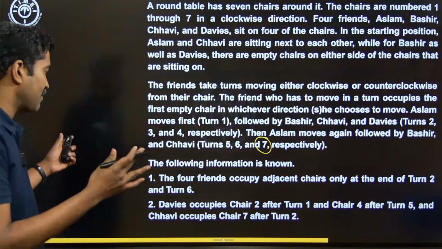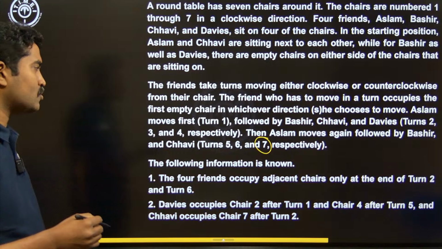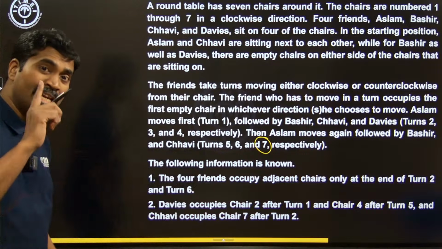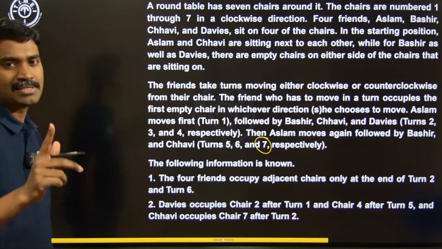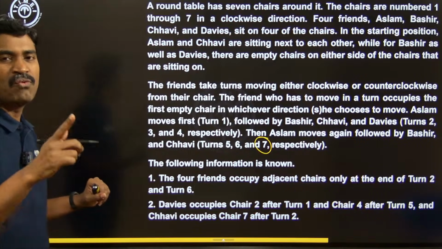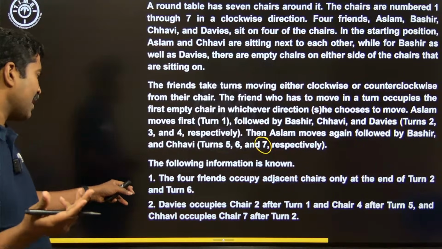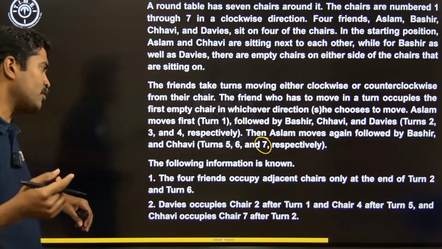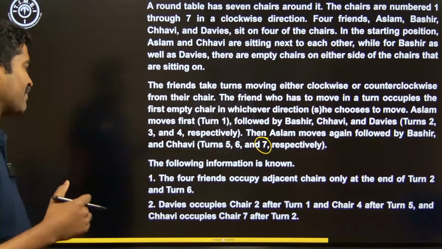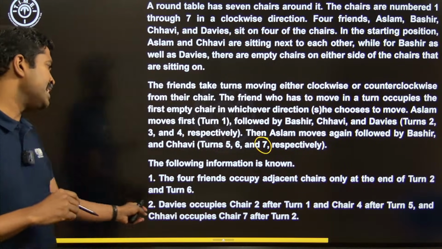The following information, all right, we have just 2 pieces of information worth giving it a shot. The 4 friends occupy adjacent chairs only at the end of turn 2 and turn 6. Meaning there were 7 turns, only at the end of turn 2 and only at the end of turn 6, all the friends are occupying adjacent chairs. What does it mean? Turn 1, 3, 4, 5, 7, they are not adjacent to each other. All the 4 friends, you mean 2 of them could be adjacent, but that doesn't answer, right? D occupies chair 2 after turn 1 and chair 4 after turn 5, and C occupies chair 7 after turn 2. Okay, interesting.